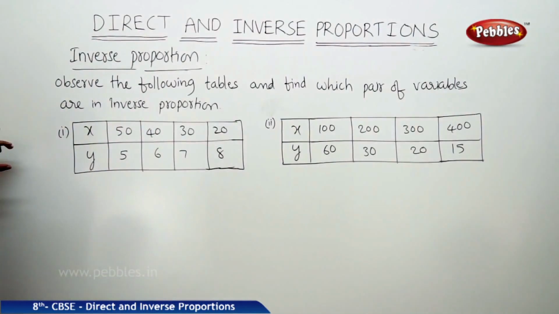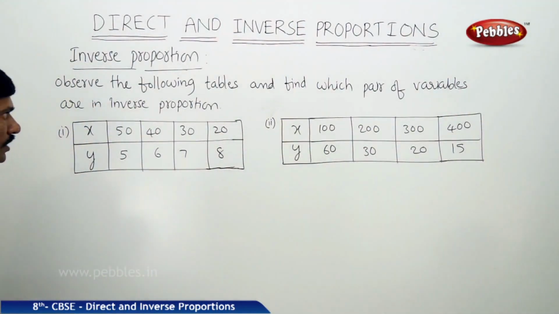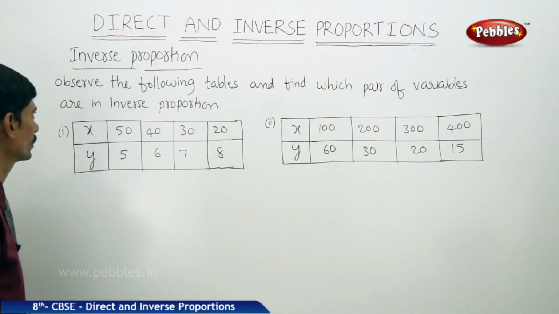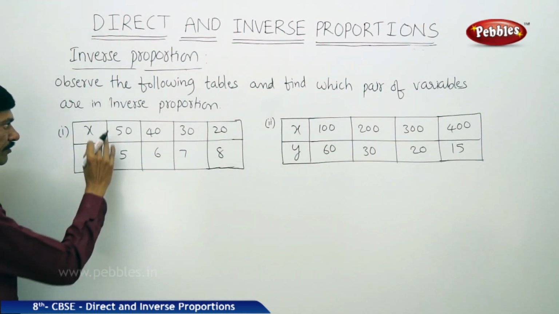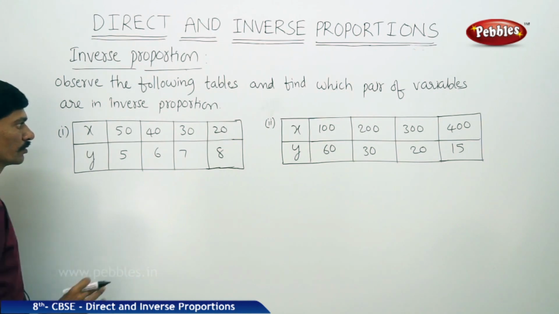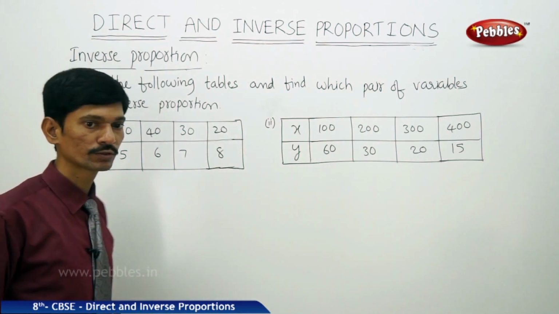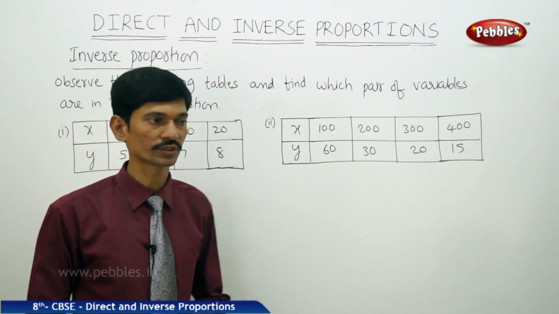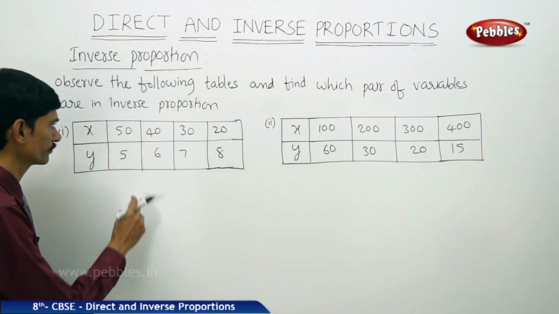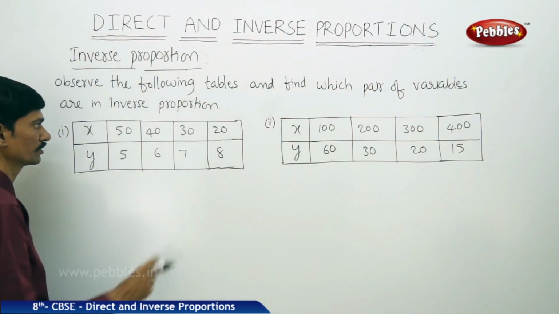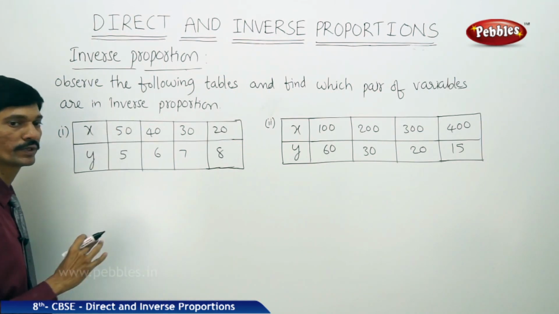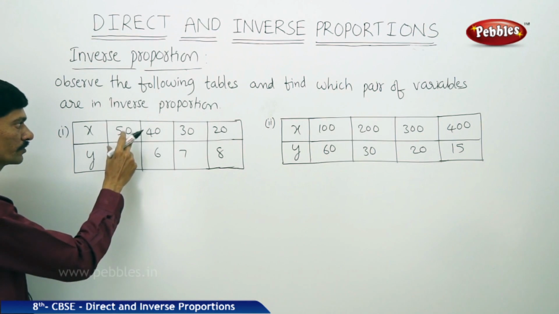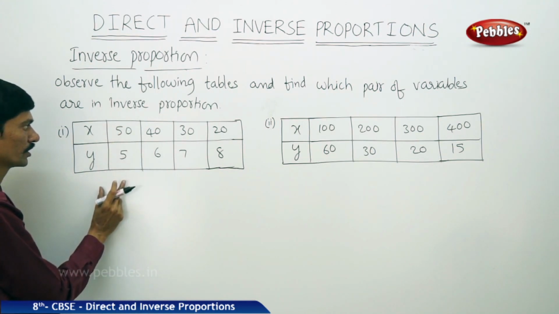Now let us solve a problem. Observe the following tables and find which pair of variables are in inverse proportion. Now in the first table, the values of x and y are given. Now how to check whether the two quantities are in inverse proportion? Let us find the product of the two quantities in each case. If the product remains a constant, then the two quantities are said to be in inverse proportion.